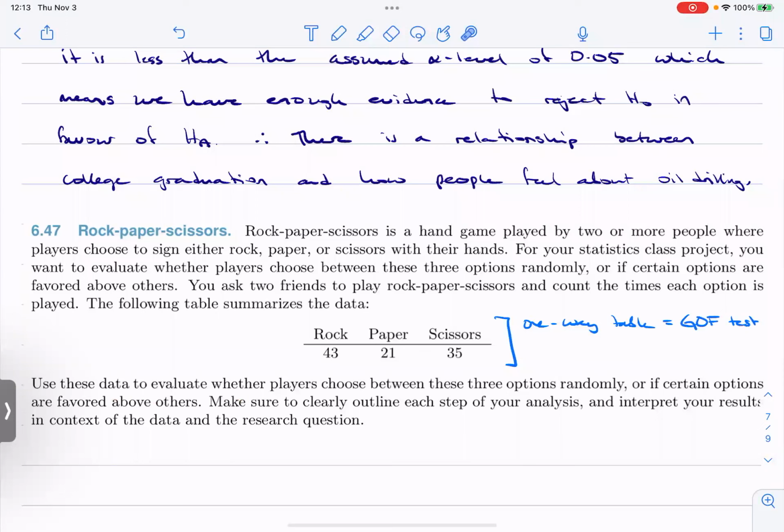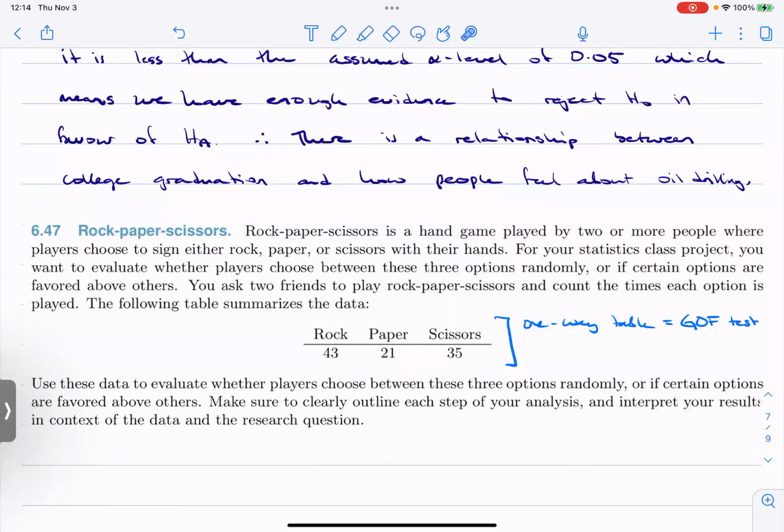Use these data to evaluate whether players choose between these three options randomly or if certain options are favored. I know, not helpful. In this case, we're not given the distribution. We're just asking, were these randomly selected, what sign they were going to play? If they were randomly chosen, that would mean an even distribution, or a uniform distribution.